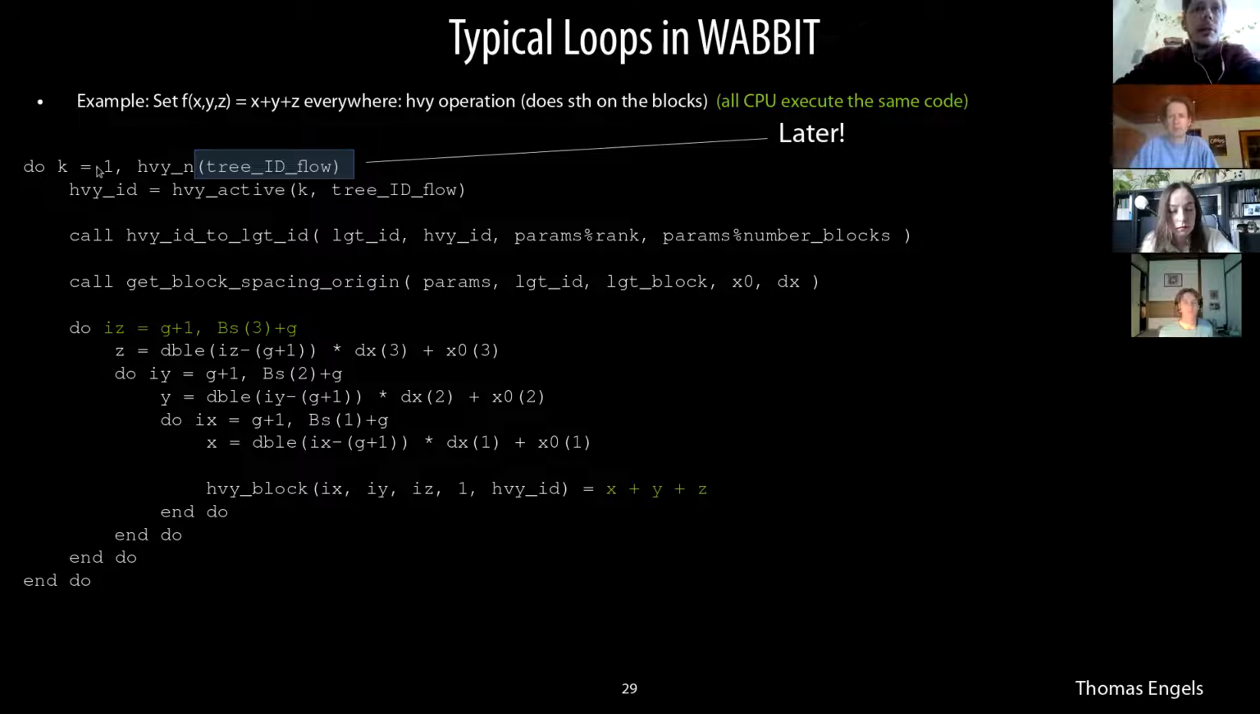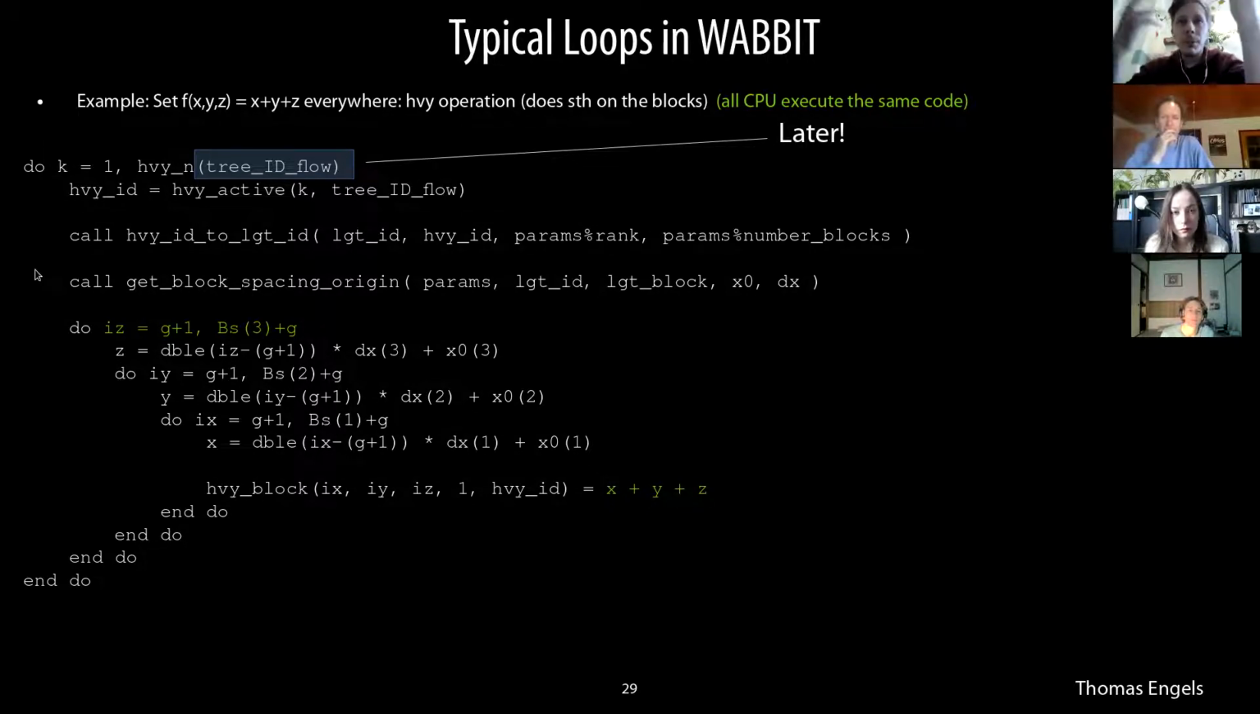So the first is it loops over the heavy blocks, 1 to heavy N. This means all CPUs just work on their blocks and on their active blocks. Then it extracts the currently active block from this heavy active list, so it knows now where to store the result, right? This is the heavy ID over here. It converts heavy ID to light ID, so it computes this light ID in the global array. It will need that. Then from that, it computes the block spacing and origin from the light ID. And now we can do something on the block.